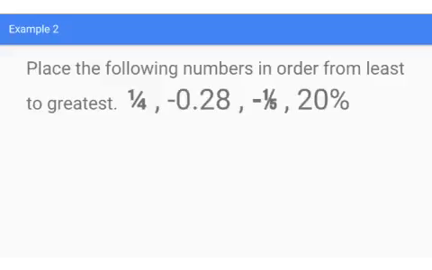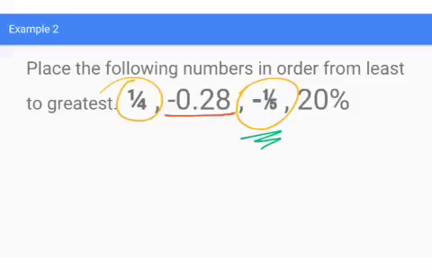Here we have some fractions again. We have a fraction of 1/4 and a fraction of 1/5, but you will notice that this one happens to be a negative fraction. We also have a decimal here that's a negative as well. It says negative 28 hundredths. And then we have a percent as 20%. Well, let's go ahead and convert these to decimals.